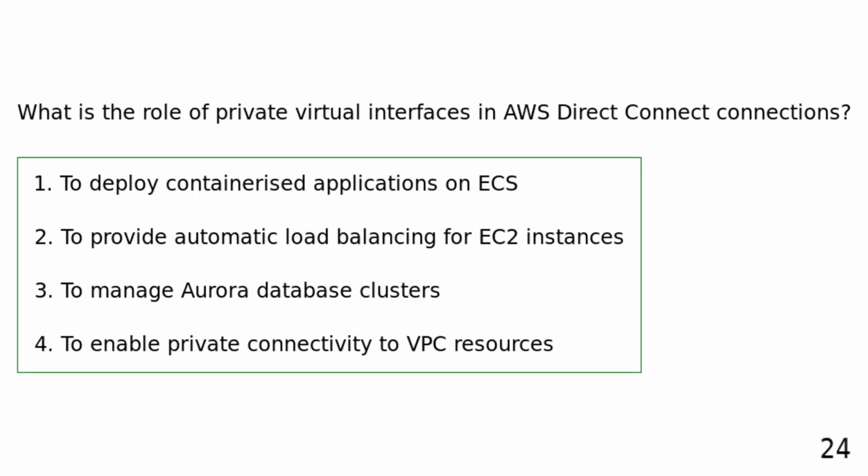What is the role of private virtual interfaces in AWS Direct Connect connections? To deploy containerized applications on ECS. To provide automatic load balancing for EC2 instances. To manage Aurora database clusters. To enable private connectivity to VPC resources.